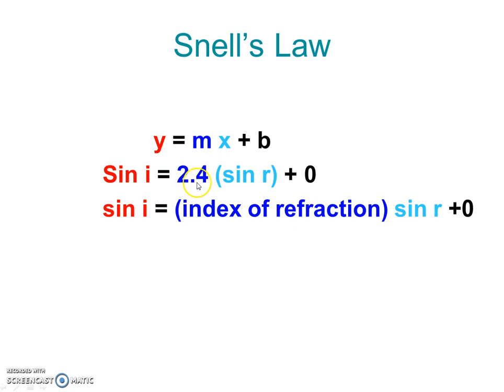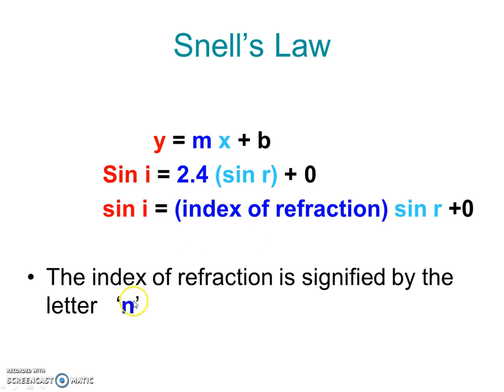This is a number that represents a material. So every transparent material has its own index of refraction. So air has an index of refraction of 1, water is 1.33, a diamond is 2.42. So the material that you were looking at was pretty close to a diamond. So an index of refraction is a number that just represents the type of material that it's going through. We're going to use small letter n to represent the index of refraction.